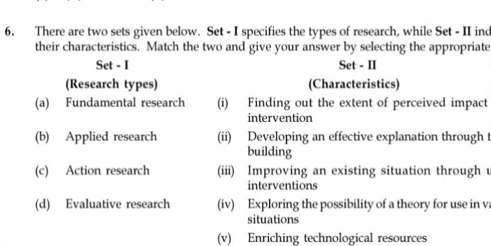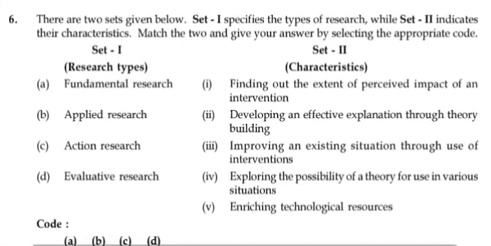Number 6 says, there are two sets given below. In set 1, it specifies the types of research, while in set 2, it indicates their characteristics. Now match the two and give your answer by selecting the appropriate code. Let me first read set 1, that is research types: fundamental research, applied research, action research, evaluative research. In set 2, we have got characteristics: finding out the extent of perceived impact of an intervention, developing an effective explanation through theory building, improving an existing situation through use of interventions, exploring the possibility of a theory for use in various situations, enriching technological resources.